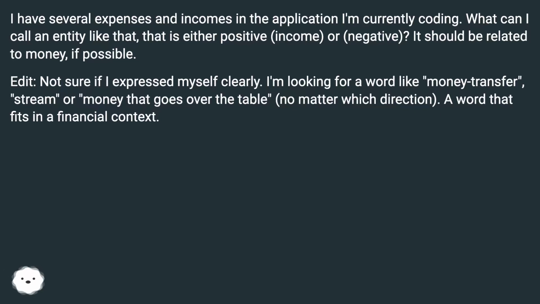Edit: not sure if I expressed myself clearly. I'm looking for a word like money transfer, stream, or money that goes over the table, no matter which direction. A word that fits in a financial context.